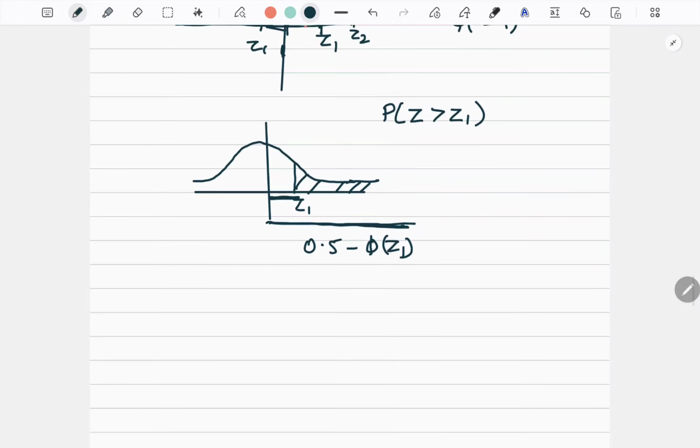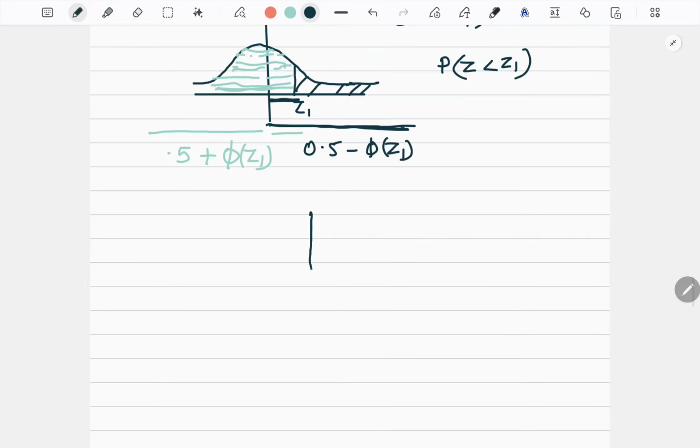Right? Now suppose I ask you, find the probability of z less than z1. So which area am I talking about? Z less than z1 means I am talking about this area. So how to get this area? Very simple. This area is this portion plus this portion. So 0.5 plus phi of z1. So this is how you have to think.